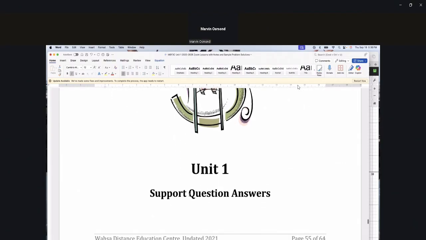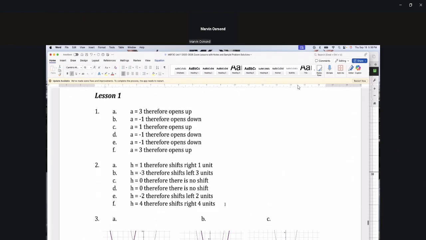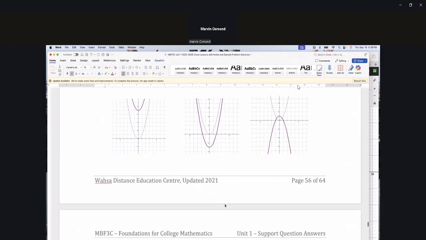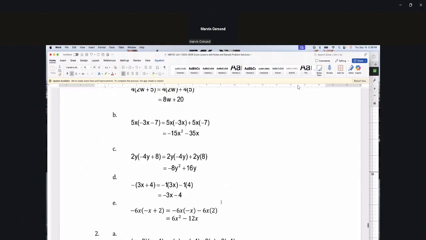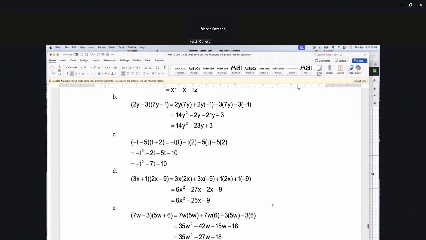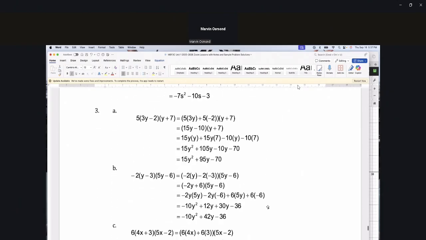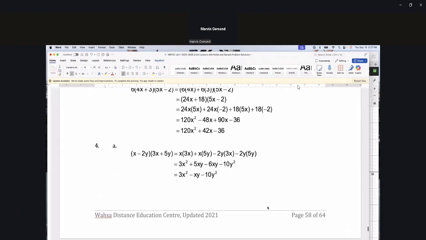you'll see the support question answers. So if you go through each of the lessons, you'll see the answers are here for you. What you should be doing is going through each of the lessons and doing the support questions. And then once you've done that, compare your answers to the answers in the back. Don't look back here yet. Don't look at the answers until you've actually completed your solution first. Then you can use this to check, okay?